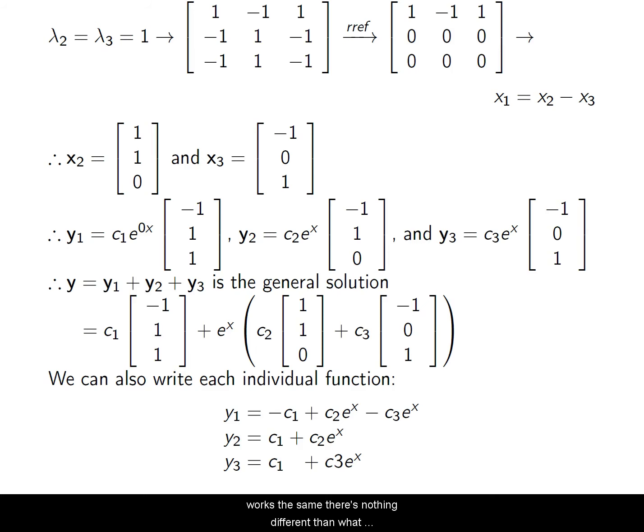Okay, so everything works the same. There's nothing different than what we've been doing before, although we're not diagonalizing. So we're just solving for those eigenvectors and those eigenvalues, and then we're using those to finish this up. There is a way to solve these by diagonalization, but again, that's left for an actual differential equations course, a higher level course at that.